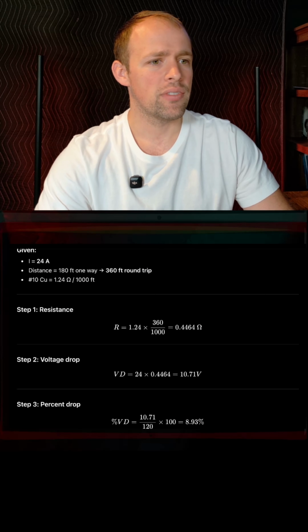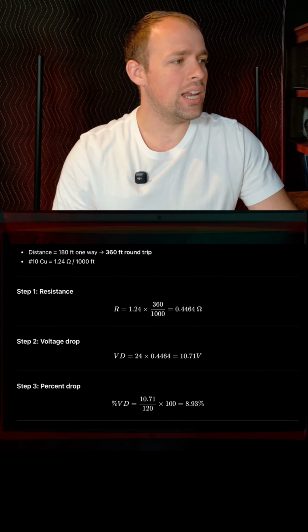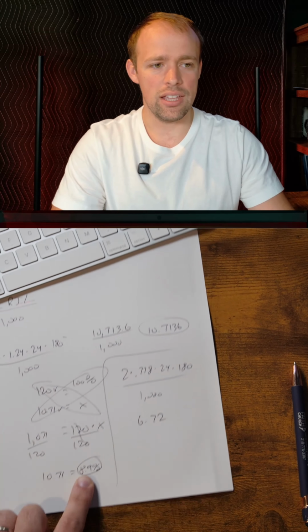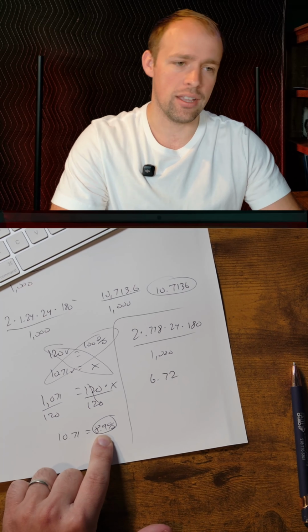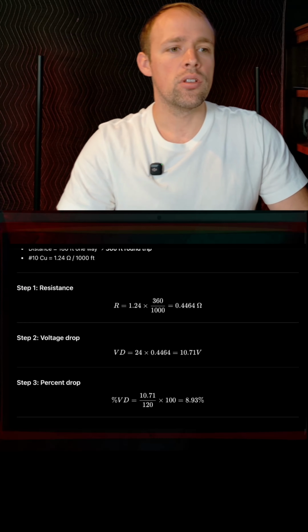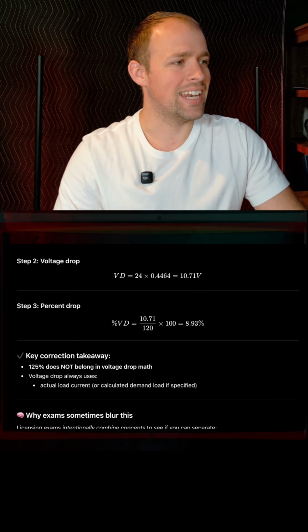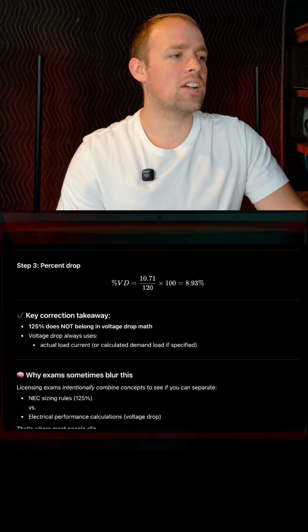Can everybody see that? You probably can't. 10.71, okay? 10.71 is right there. So, percentage voltage drop is 8.93, right? Everybody can see that. Oop, no, 8.93%. There you go. Key correction takeaway: 125% does not belong in voltage drop math. Voltage drop always uses the actual load current.